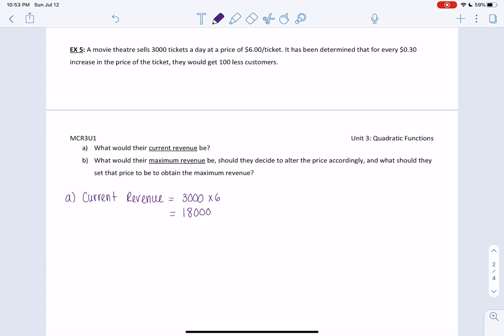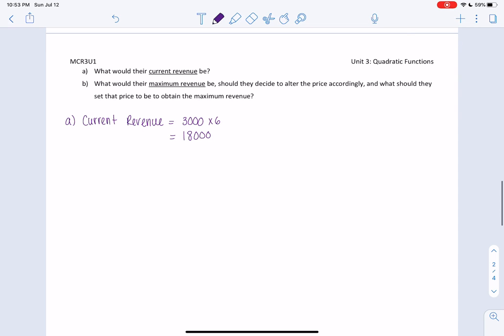So for B, what would their maximum revenue be should they decide to alter their price accordingly, and what should they set that price to obtain the maximum revenue? So let's start by setting up an equation for their revenue. So when we have a revenue equation, our revenue is always our tickets sold, so how many tickets did we sell, and what was the price of the ticket? Just like we did for our current revenue, we had 3,000 tickets and we sold them at $6 a ticket, so we just multiplied those together.